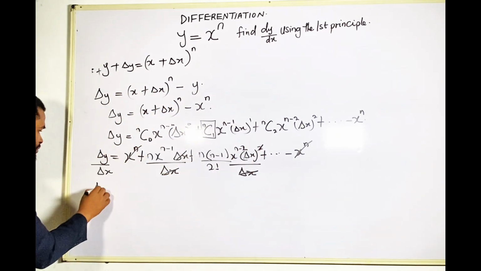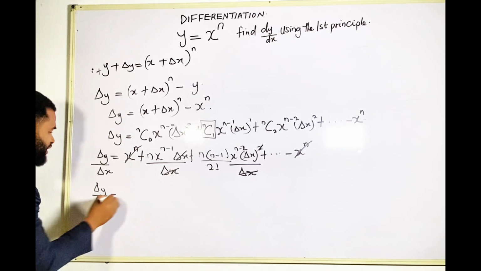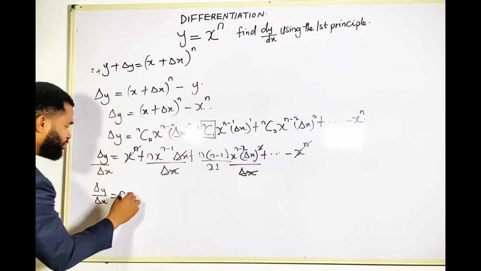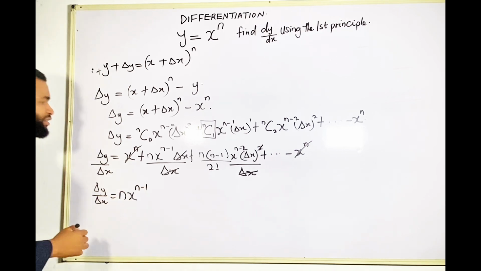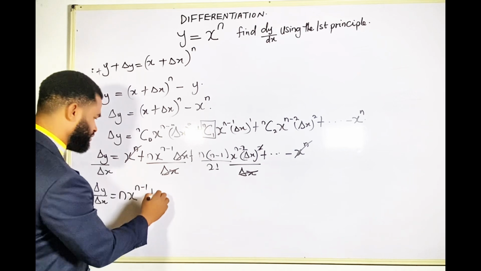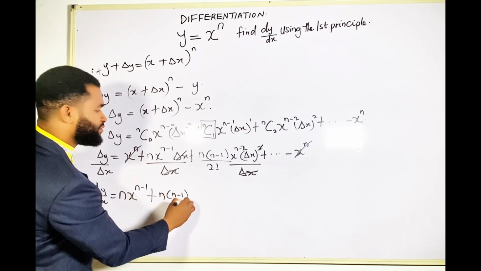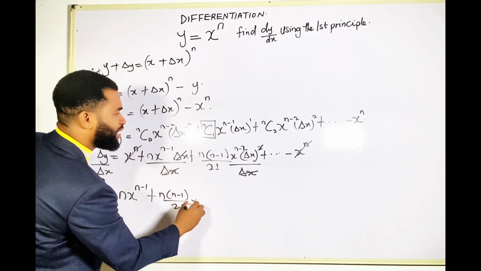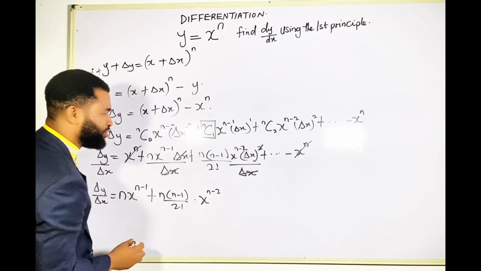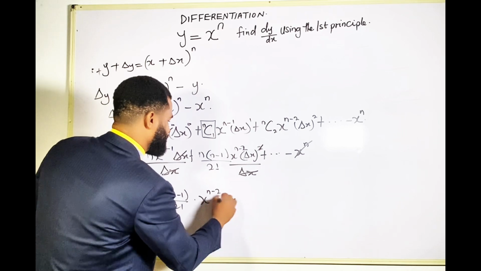So we have change in y over change in x is equal to, this is left, n multiplied by x raised to power n minus 1. Change in x is gone, plus, this is going to be n bracket n minus 1 all over 2 factorial times x raised to power n minus 2. Remove this. Let me use dot. And then change in x.